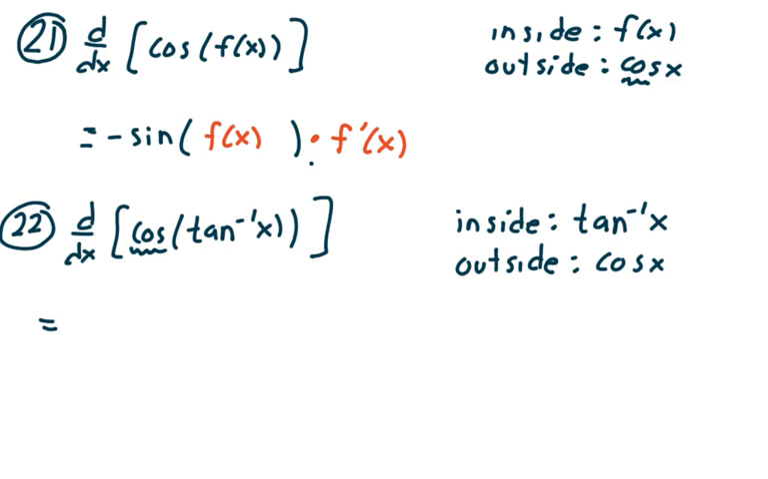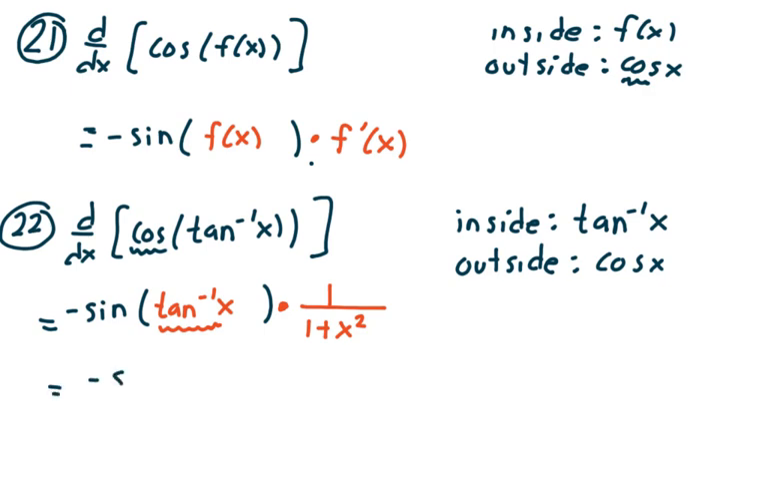So it's the derivative of the outside, but we're going to evaluate it at the inside. I'll put that in red. We're going to take that answer and multiply by the derivative of that inside function, which just happens to be 1 over 1 plus x squared. So this is negative sine of arctangent of x divided by 1 plus x squared. That's 22.